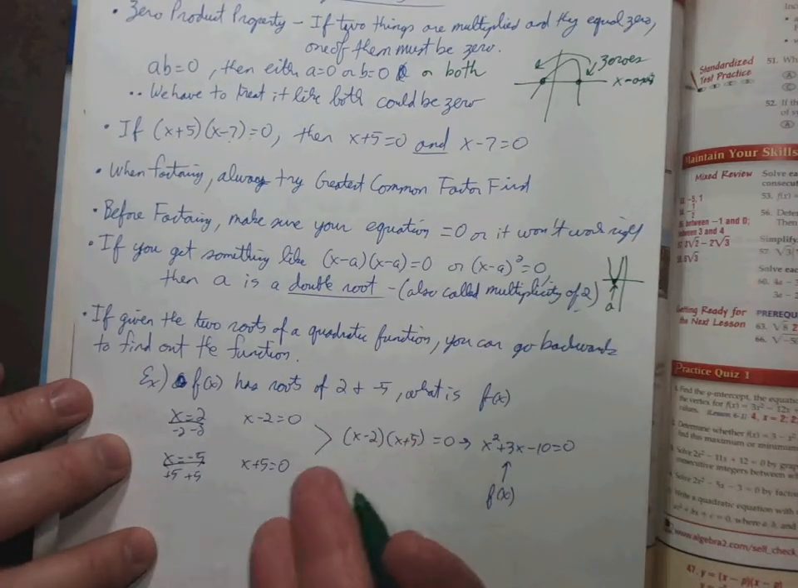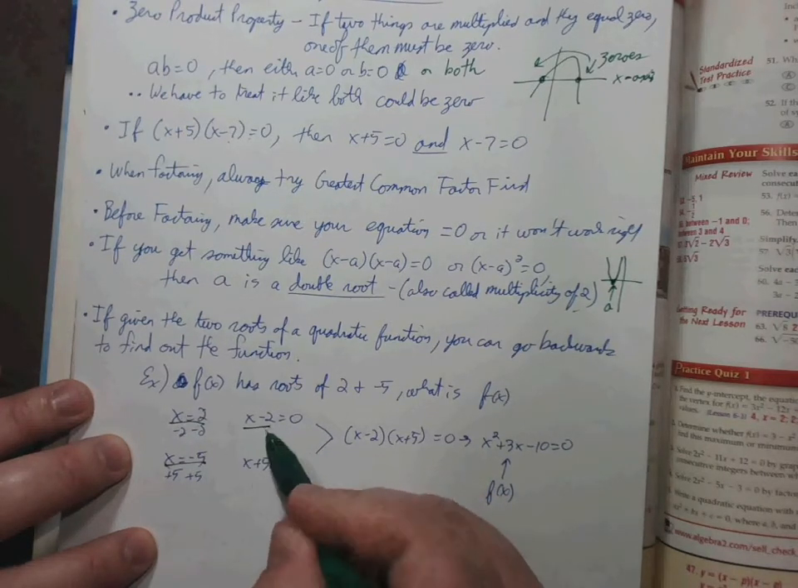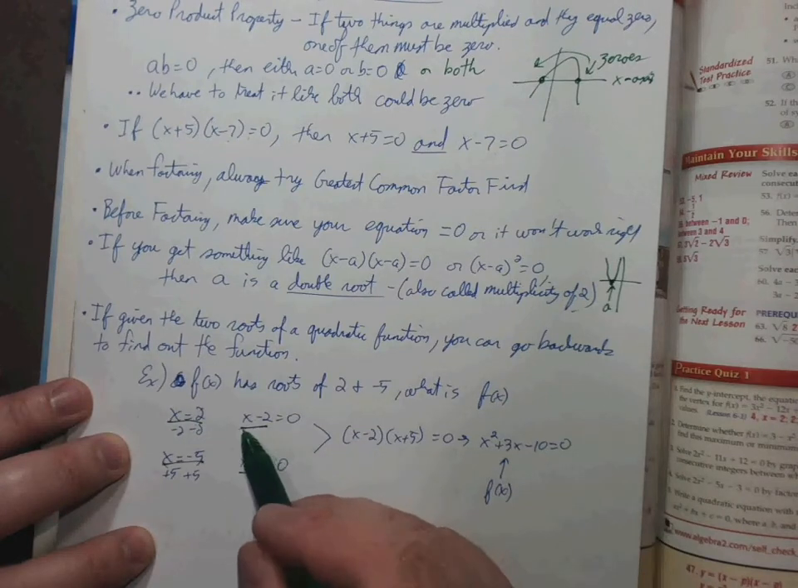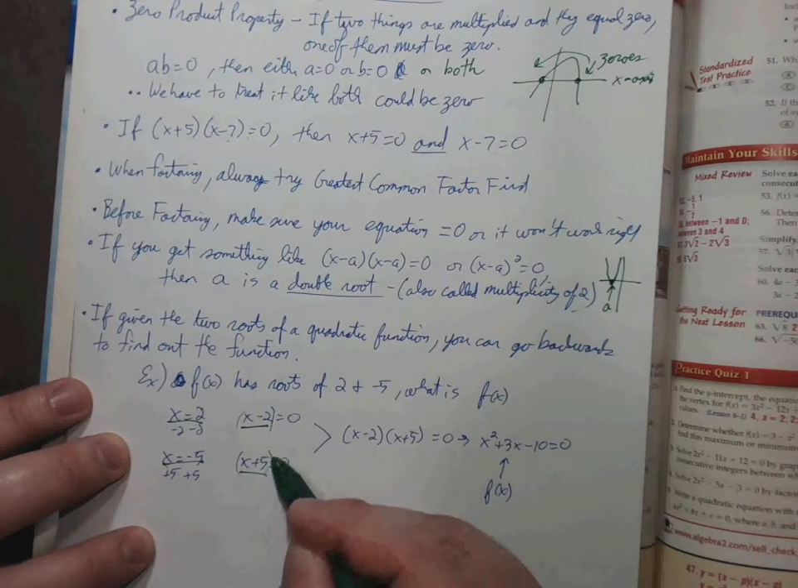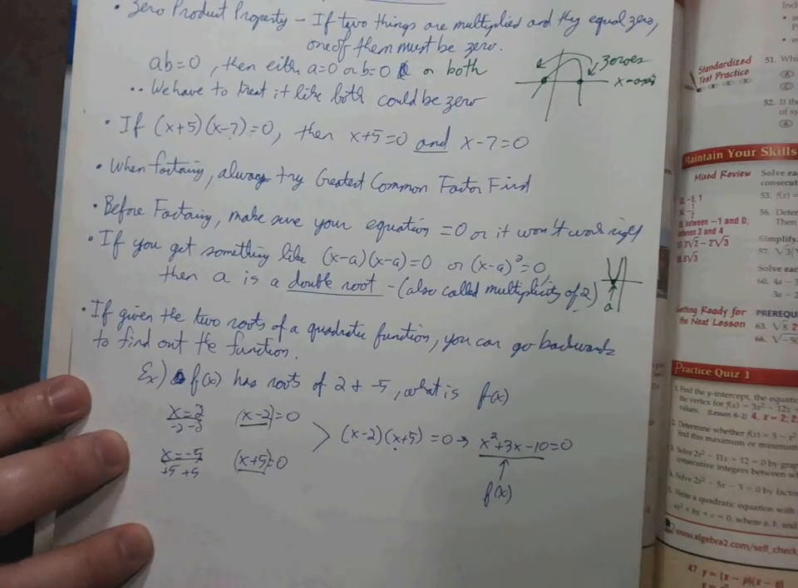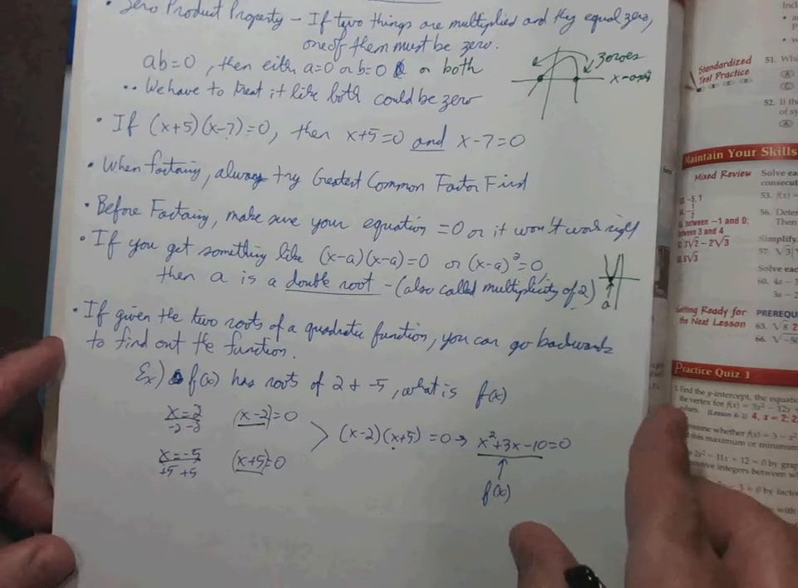That we know. Get them equal to 0. So move the 2 over. x minus 2 equals 0, and x plus 5 equals 0. Multiply those two factors together. And that's how you get back to your original function. So you're learning this forwards and backwards. Okay, you gotta be able to go both ways with this.